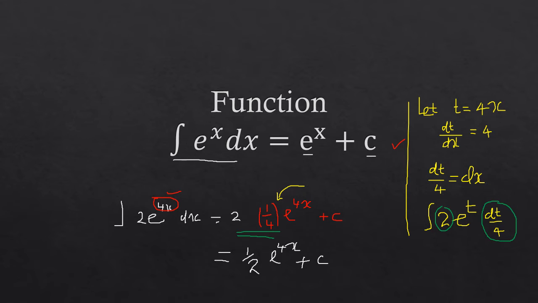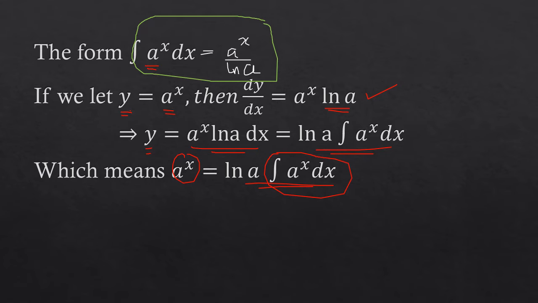Okay, next let's see another form. Now we have this form here, the integral of a^x dx. If you want to see how this is playing out, we let a^x become y. Applying the idea we have just used for substitution, you do dy/dx, and clearly you'll see that we are having a^x ln a.